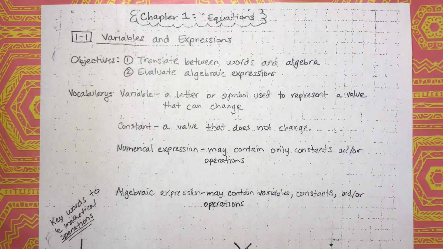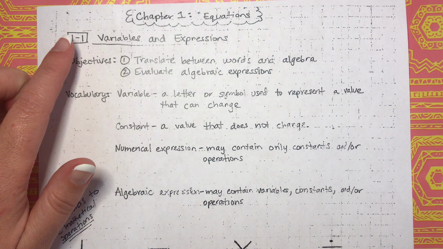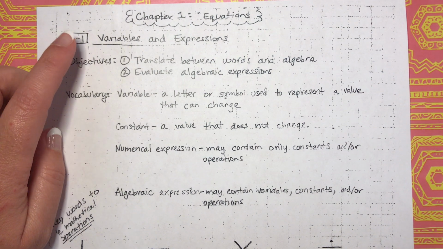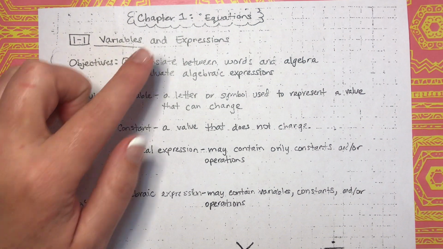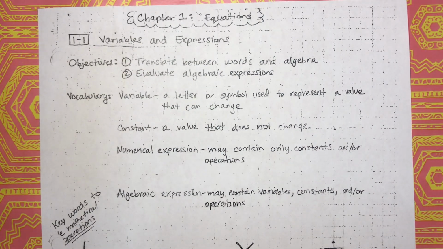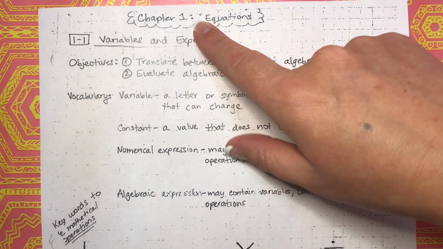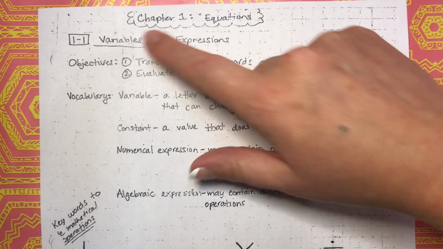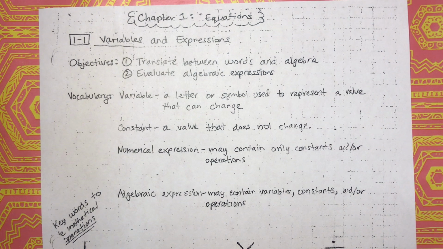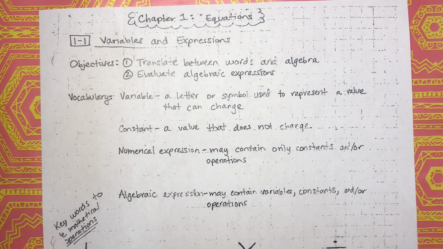This year we are starting with Chapter 1 Equations and we're starting in the first section. If you see this 1-1, that means Chapter 1, Lesson 1. And the lesson is called Variables and Expressions. So in mathematics, it's really important to understand what words mean. And if you see here, we have Chapter 1 Equations. That's one vocabulary term. And then we have another, variables and expressions. Let's just go ahead and talk about those and what they mean before we get started.